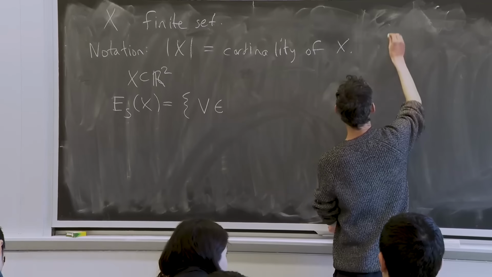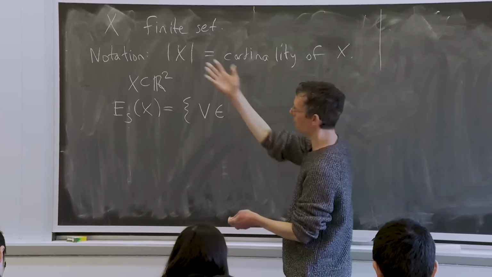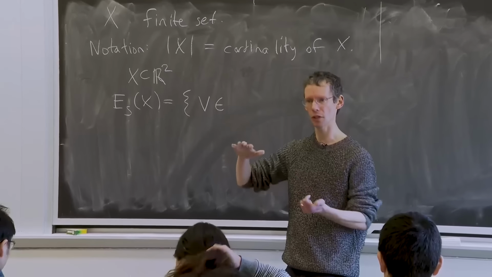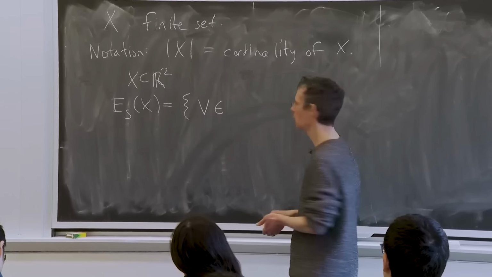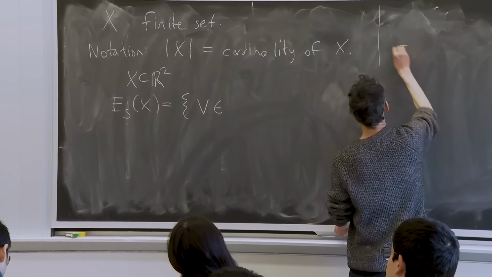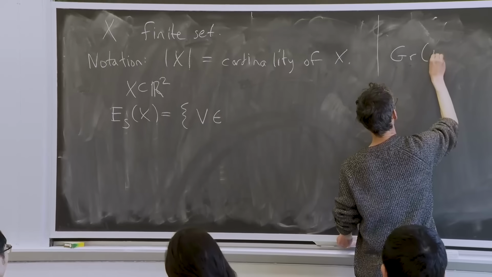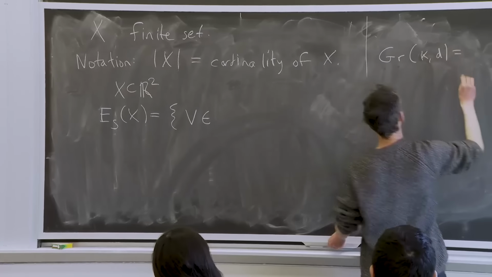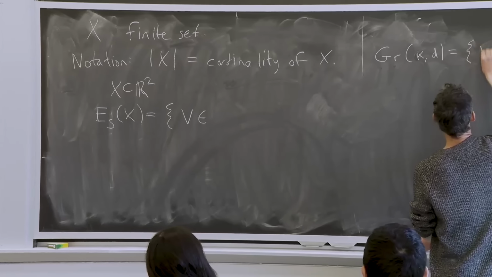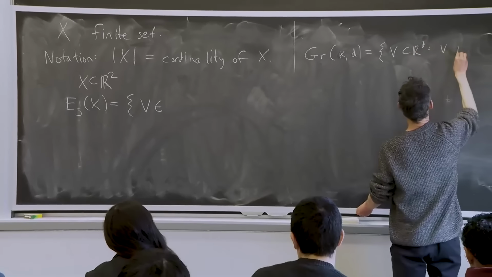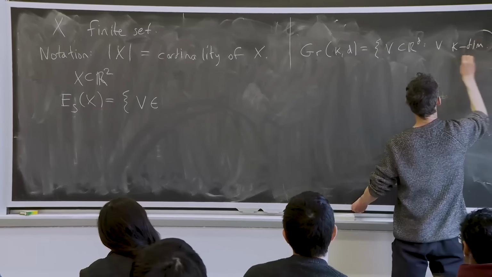Let me mention another piece of notation. We're going to talk about all these different subspaces V, so there's a name for the family of all subspaces. It's called the Grassmannian. The Grassmannian of k-planes in Rd is the set of V in Rd, where V is a k-dimensional subspace.